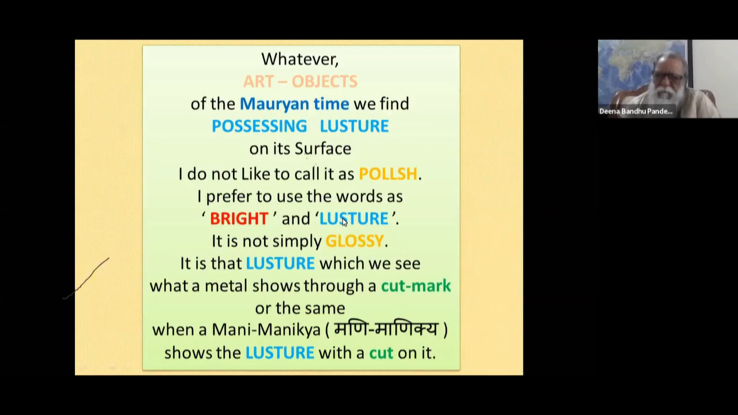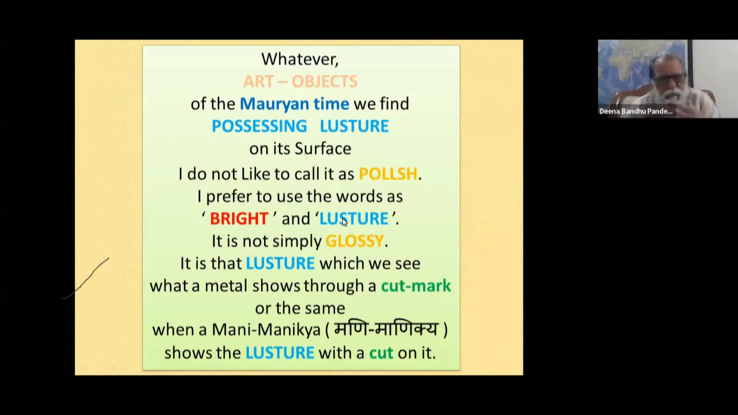It is something which is from the other side of the sculpture or the architecture. So it is not glossing, it is not polish. We have to understand what I want to say: like a person has something like Atma, something inner, so these sculptures and architecture have this luster inside them, which comes out.